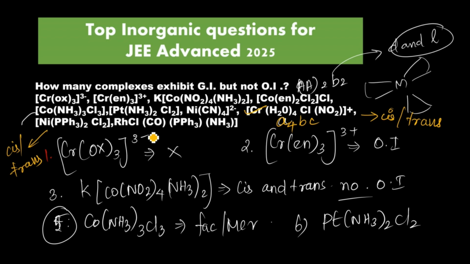And finally we have a rhodium complex that cannot exhibit any type of isomerism, because all four ligands are different. So how many can exhibit geometrical but not optical isomerism? This can be counted and this can also be counted. Then 3 can also be counted. This one and this one. So total 5. So 5 is the right answer to this question.